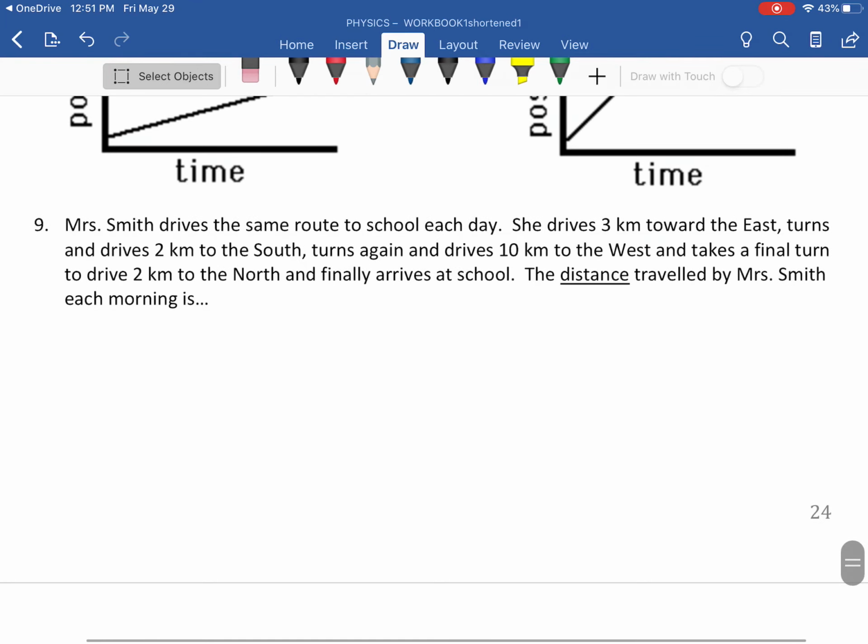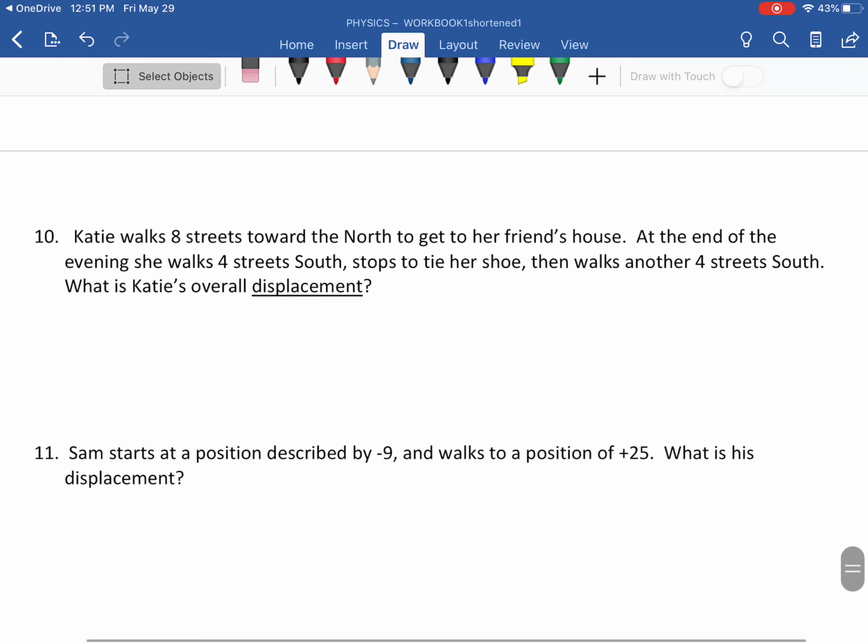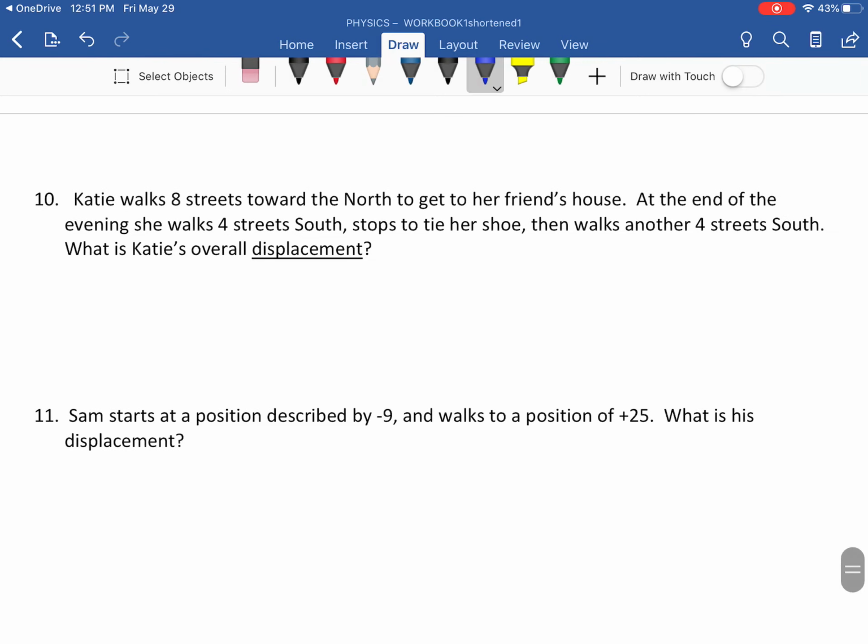So make sure you know some graphing questions. Back to distance and displacement here. Katie walks 8 streets towards the north to get to her friend's house. At the end of the evening, she walks 4 streets south, stops to tie her shoe, then walks another 4 streets south. What is her overall displacement? In this case, I don't have positions. I'm calculating displacement. I could draw myself a picture, or I could do vector addition. In vector addition, north is viewed as positive and south is negative.